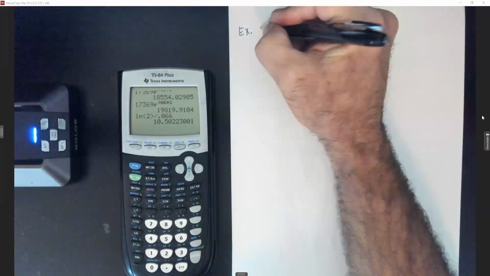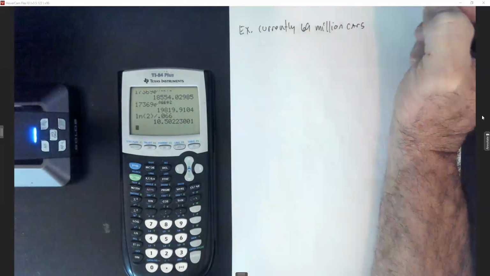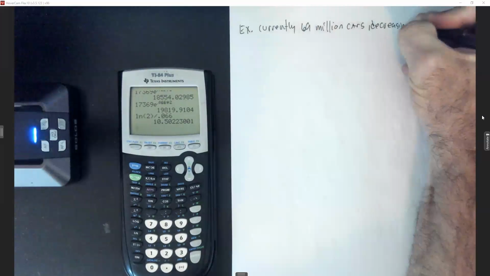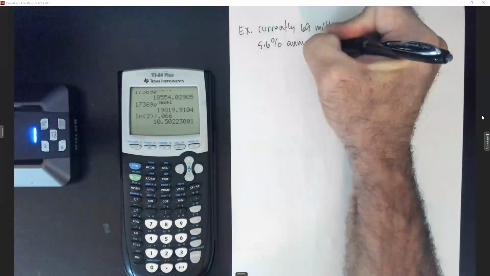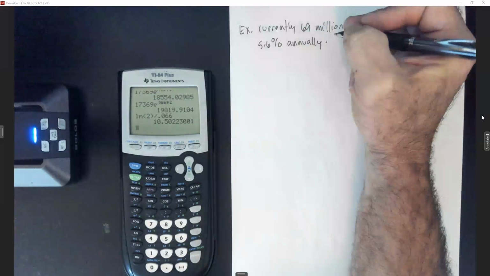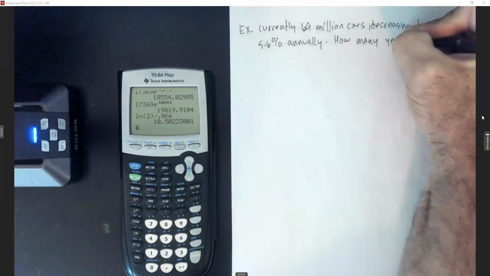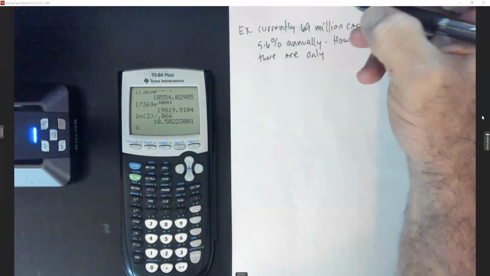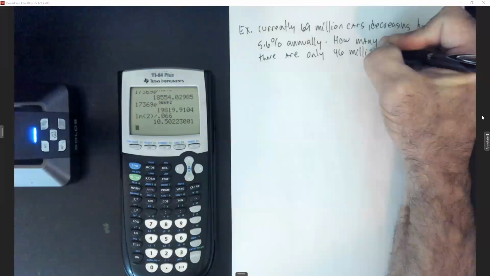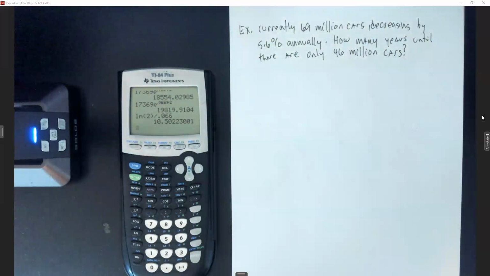So this one says there are currently 69 million cars in a certain country, decreasing by 5.6% annually. How many years until there are only 46 million cars? So this is what we call exponential decay.